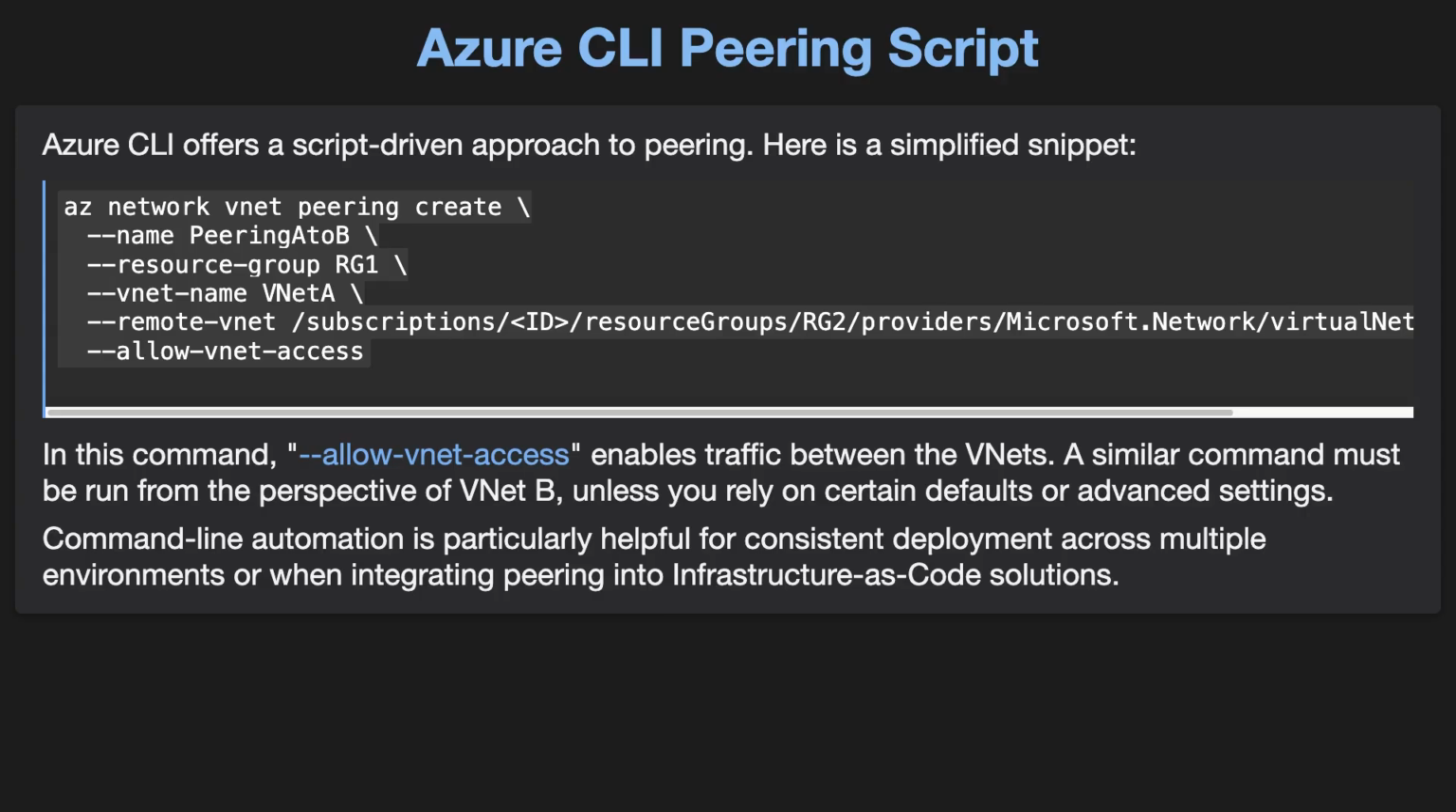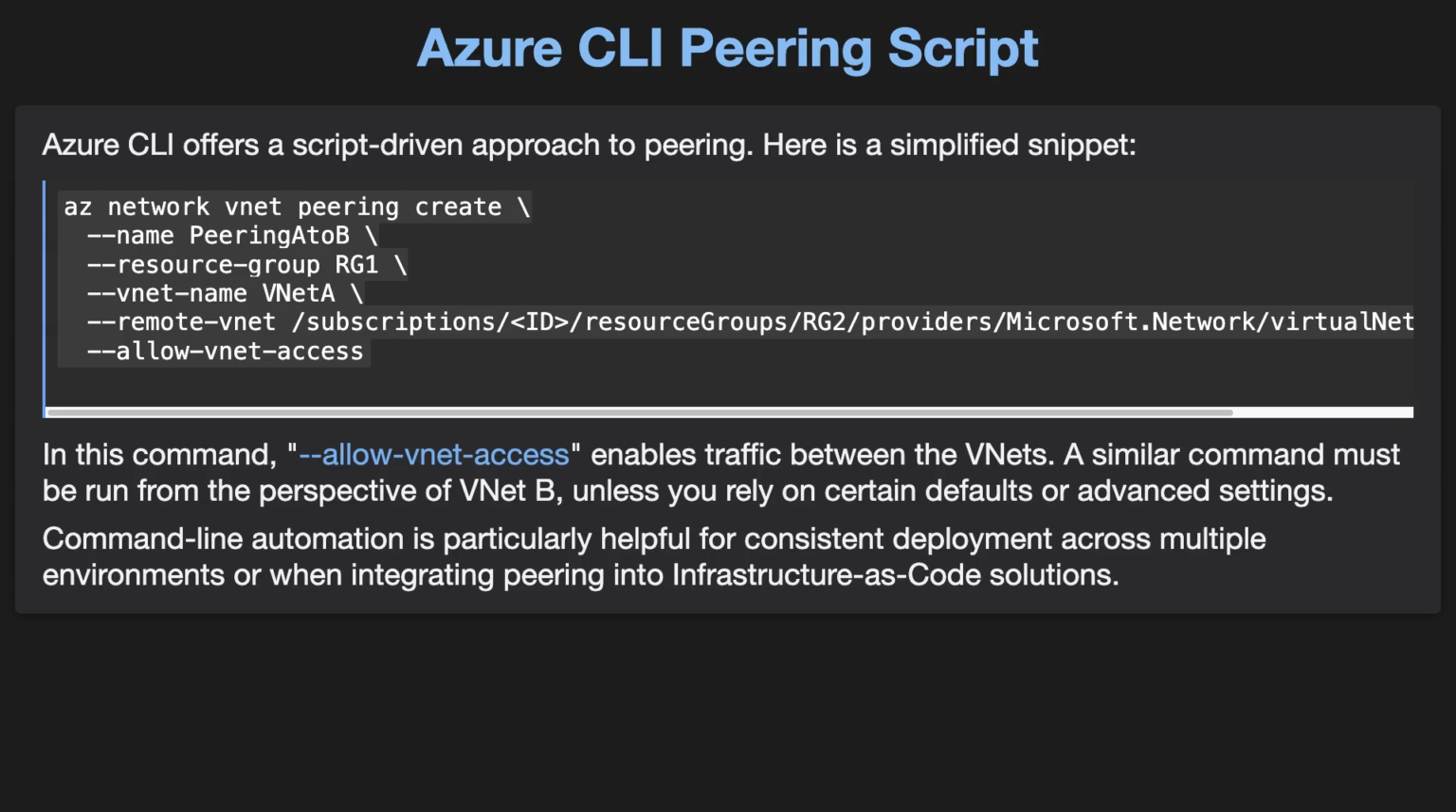Azure CLI offers a script-driven approach to peering. Here is a simplified snippet. Bash: az network vnet peering create --name peering-A-to-B --resource-group RG1 --vnet-name VNetA --remote-vnet /subscriptions/<ID>/resourceGroups/RG2/providers/Microsoft.Network/virtualNetworks/VNetB --allow-vnet-access. In this command, allow VNet access enables traffic between the VNets.